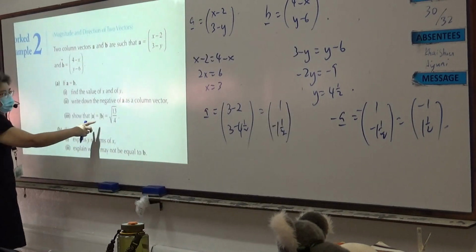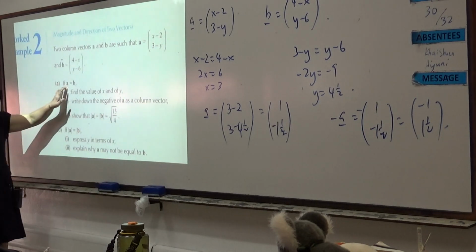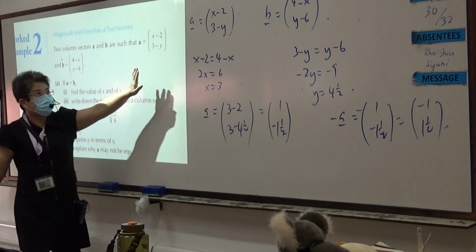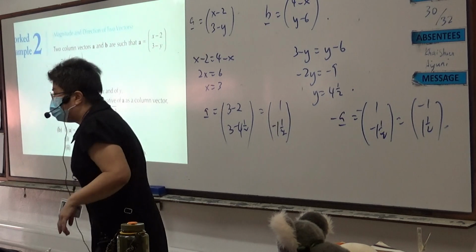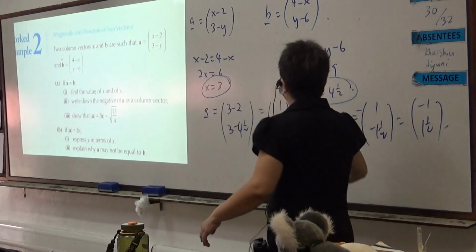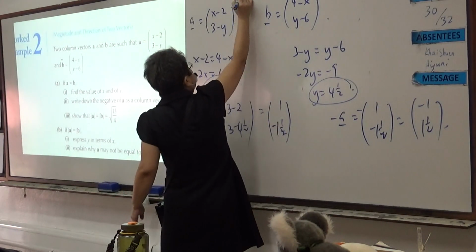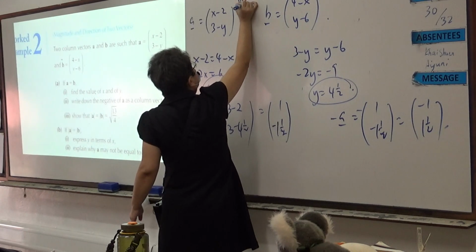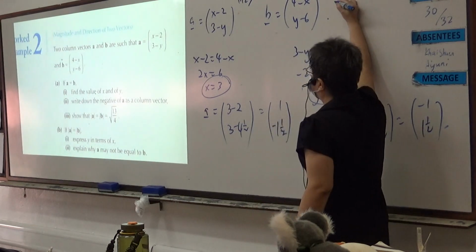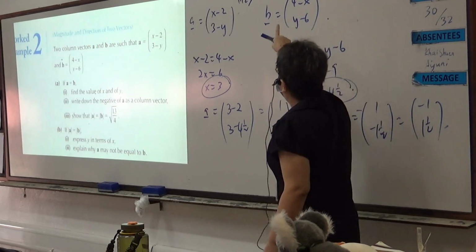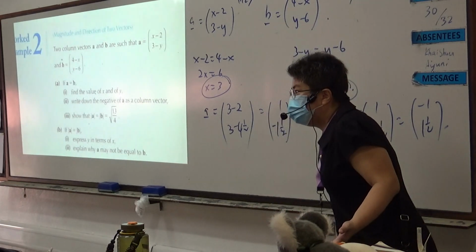Now, can you see this part here? Show that the magnitude of A is equal to the magnitude of B, which is root 13 over 4. Now they already tell you A is equal to B. That means you can take either this one or this one. You don't need to show both. Because you got this 3 and this 4.5 from these two. If I put 3 here, it is 1, negative 1.5. If I put 3 here, it is also 1. 4.5 minus 6 is also negative 1.5. It's the same. That's why they are equal.